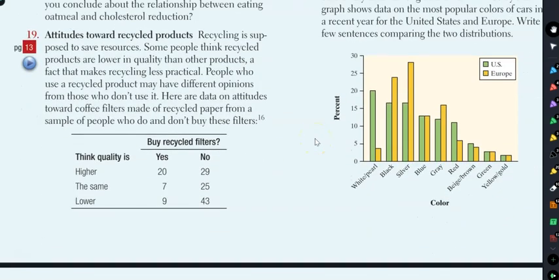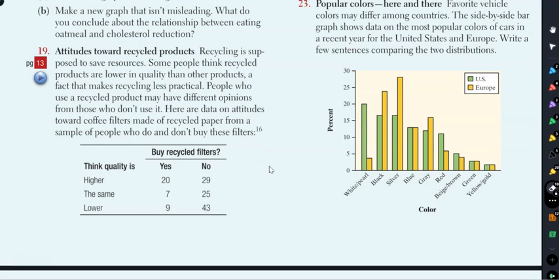Number 19 deals with attitudes towards recycled products. What we're looking at here is we're buying recycled filters, and we're trying to see what our sample population thinks about buying recycled filters. First of all, do they think that recycled filters are of higher quality, yes or no? And if so, do they buy them? So this is a two-way table. We've talked about two-way tables. Two-way tables are a comparison between 2 variables.